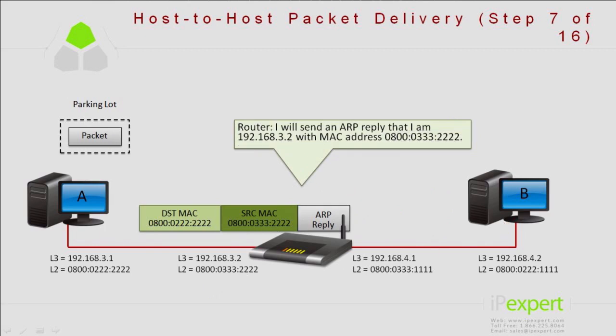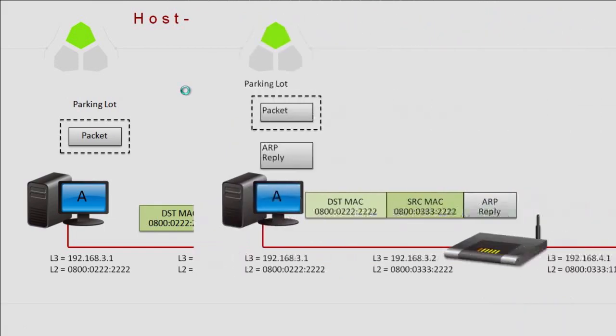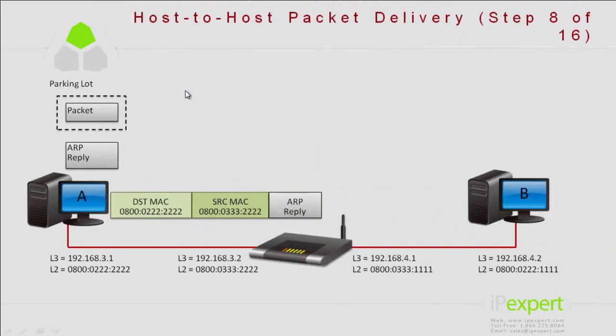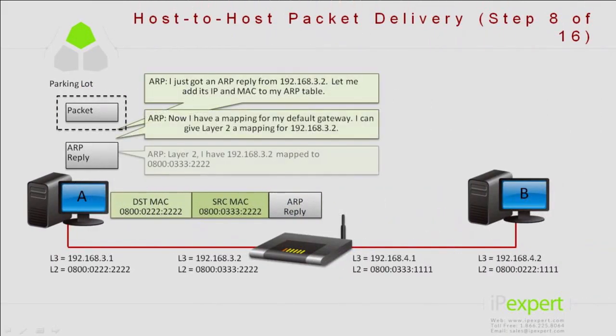So when we look at the next part of this step, step 8, we're going to find that information is now going to arrive on our router. So now this has been 192.168.3.2, which is my gateway address. So what's going to happen is ARP is saying, I just got an ARP reply from 3.2.